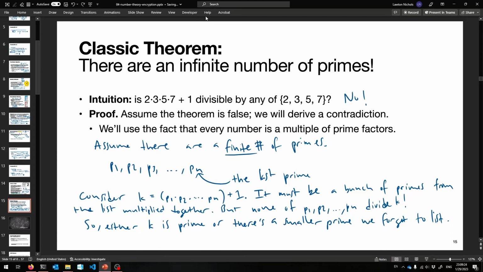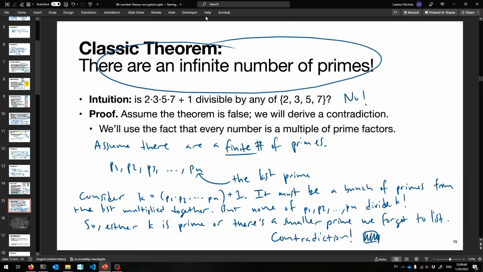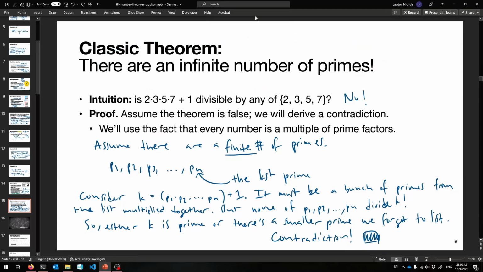That's our contradiction. I hope that makes sense. All right? Contradiction. No matter what, there's a prime not on that list, so you cannot list all the primes. Therefore, our initial assumption of them being finite is wrong. Therefore, there's an infinite number of them. That is the beauty of proof by contradiction. It's like, it makes no sense. We find something that makes no sense, and then somehow that just means the entire theorem goes through. And that is beautiful. All right?